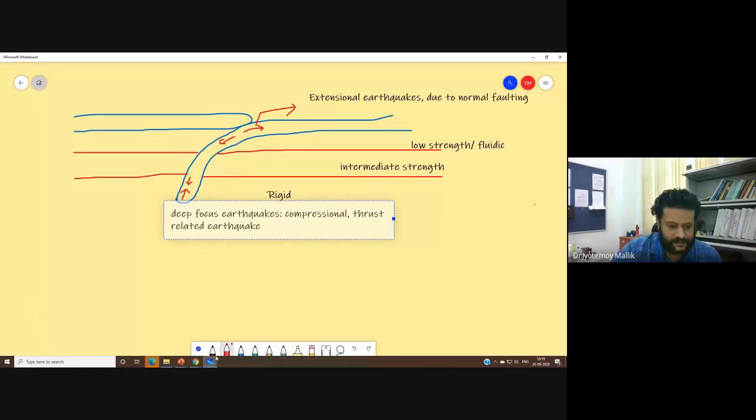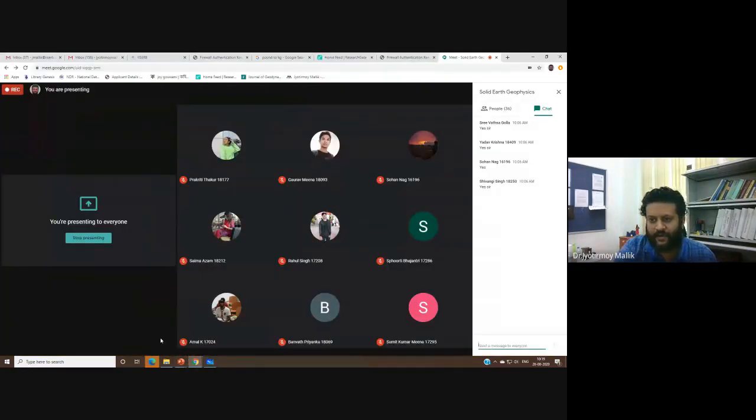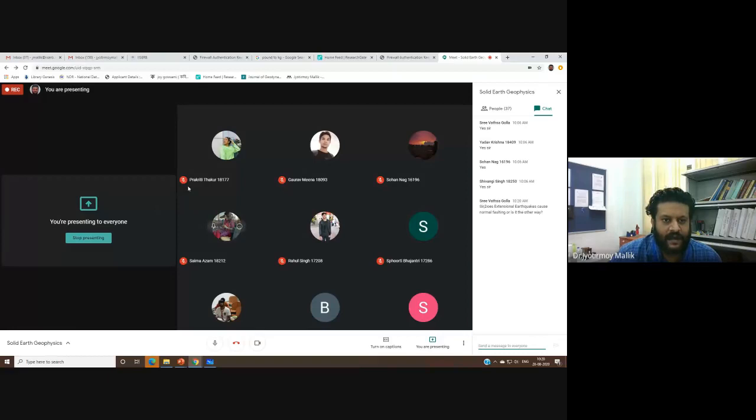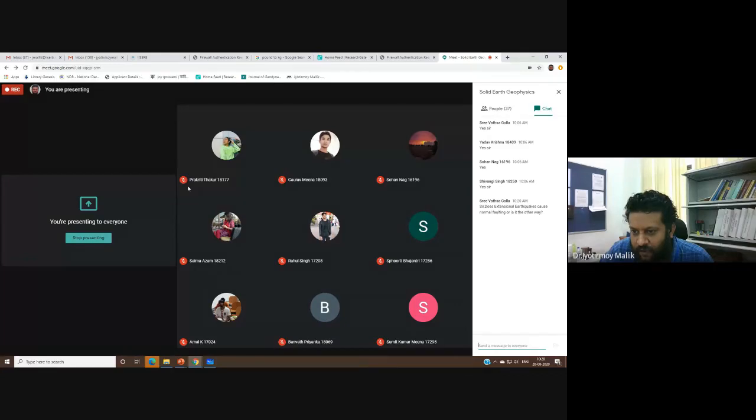Okay. So, do you have any question around this part about the comparison of volcanism and earthquakes in case of a subduction zone and in case of a mid-oceanic ridge? Anyone has any question? Anything not clear? Please ask. Let me ask. Okay, Srivats. Does extensional earthquake cause normal faulting, or is it the other way?